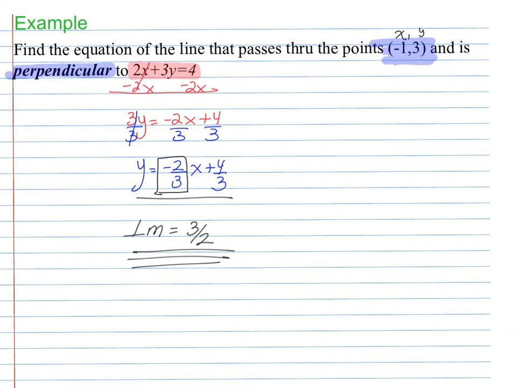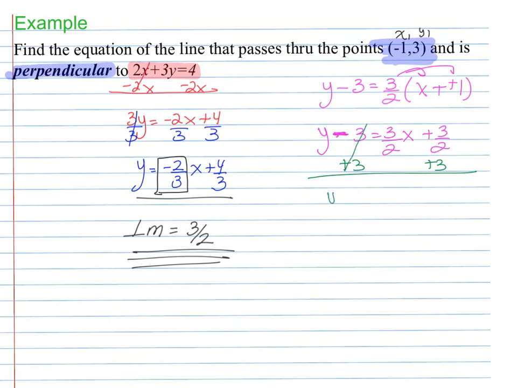So I have x1, y1, and I'm going to have y minus my 3 is equal to my perpendicular slope, 3/2, times x minus a negative 1, which becomes a positive. So now I'm going to have y minus 3, and I'm going to distribute the 3/2 into there. So I'm going to have 3/2 x plus 3/2. I'm going to add my 3 to both sides. That goes away, and I'm going to have y is equal to 3/2 x.